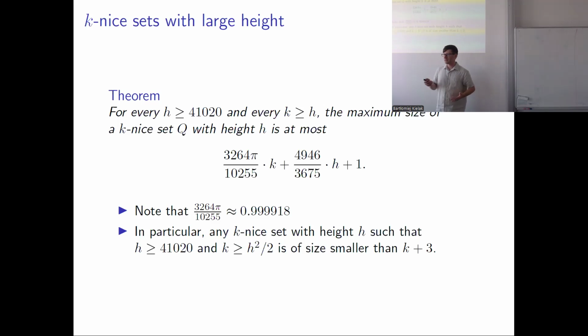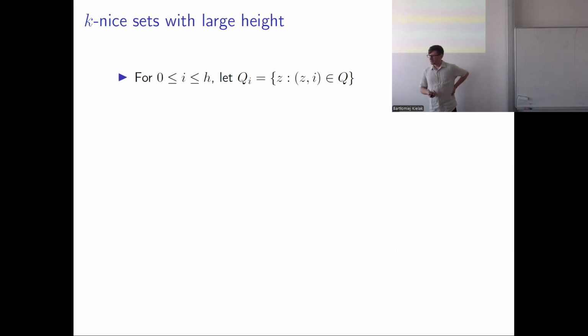This is an essential step of our proof, because this way we will be able later to focus on sets with height which is bounded from above by some number. It will be reasonably large, but we will do something about it later. So what are the main ideas behind this proof?